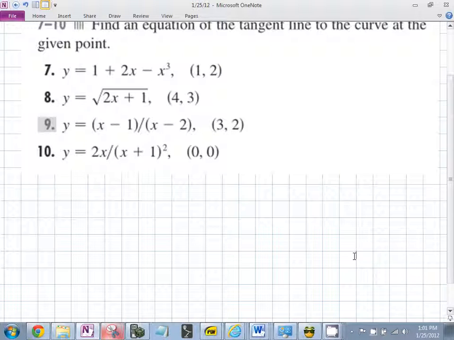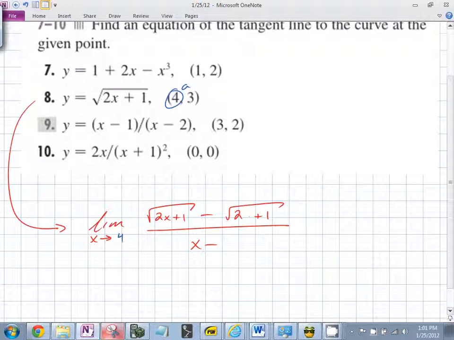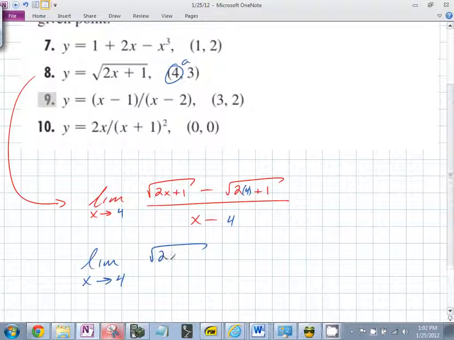For number 8, you're trying first. You need the slope, right? Limit as x goes to a of what? All over. In this case, what is a? A is 4. So it's 4 times 4 minus 4, right? So the first thing you're going to do is simplify a little bit. Square root of 2x plus 1 minus 3 over.